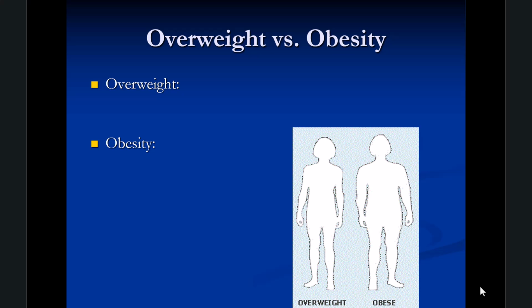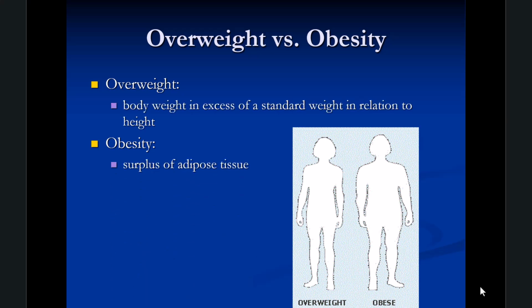So, as you're probably well aware from just looking at BMI, there's different categories that you can be put in related to body composition, and not only BMI but overall percent body fat. But the difference between overweight and obesity. So overweight simply means just body weight in excess of some standard. So a lot of this is just based on either BMI or maybe a height weight chart or something like that.